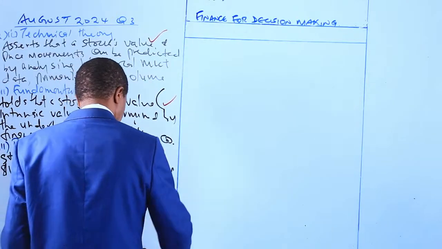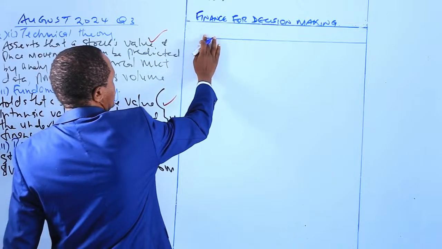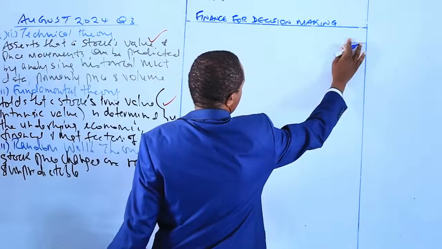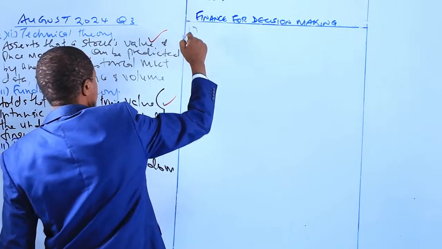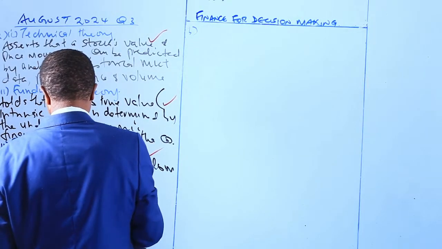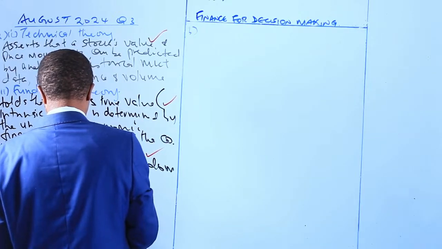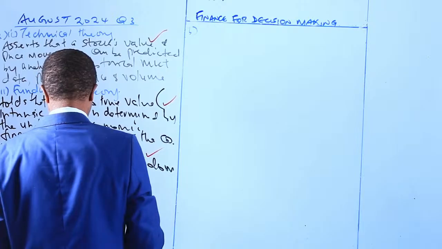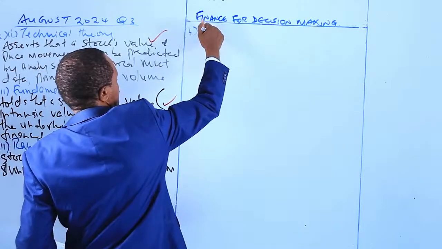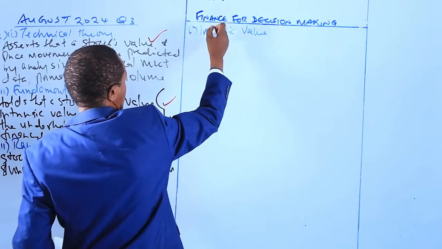This is part B. Part B, we are required to do what? Determine the intrinsic value of Lima Limited's ordinary share. Value of the share. That is what we are required to do.